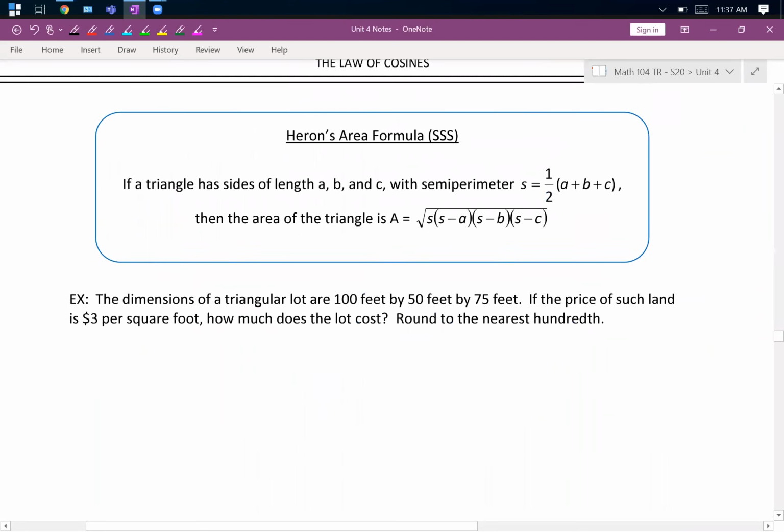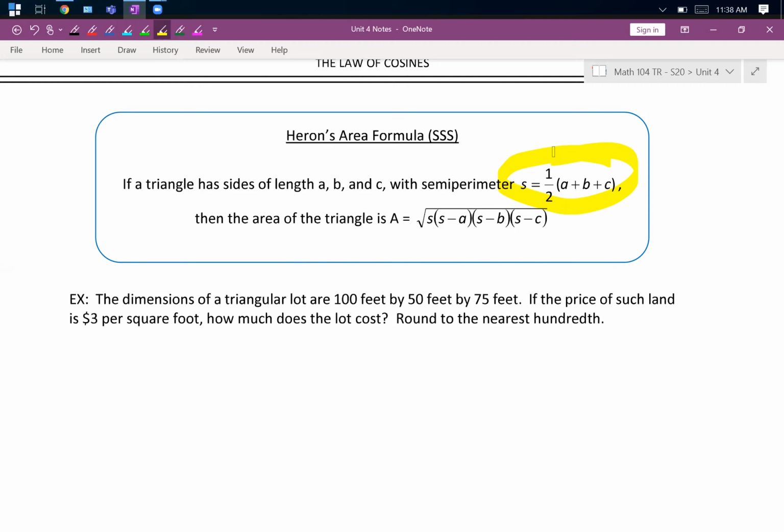All right, for Heron's formula, the first thing we need to do is find what's called the semi-perimeter. And I don't know why, when I was a student, I just didn't wrap my brain around what that meant. Semi means half. You know what the perimeter is, add up all the sides. So our semi-perimeter is S equals 1/2 (A plus B plus C). So it's just the perimeter divided by 2.